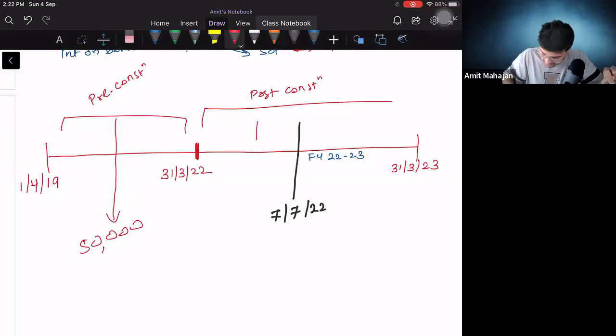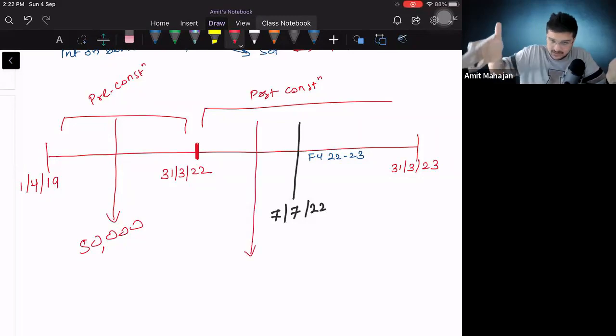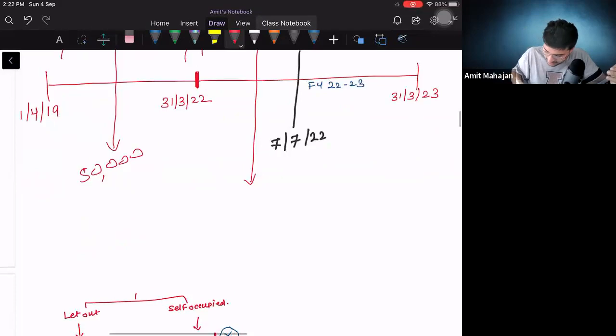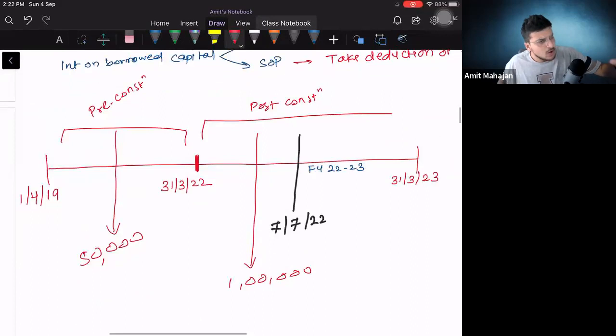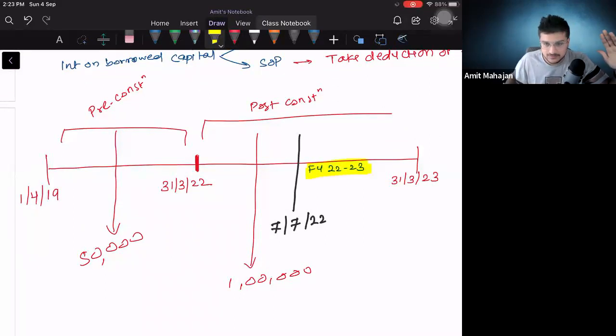Perfect. In the post construction period, in that financial year, मतलब 22-23 में, I have paid the interest of 1 lakh rupees. ये सब में लोन किसके लिए लिया है? For purchasing the property? Yes. So I should get the interest का deduction? Yes. So how much amount will I get as a deduction under 24B in the financial year 22-23? ये क्वेश्चन है.